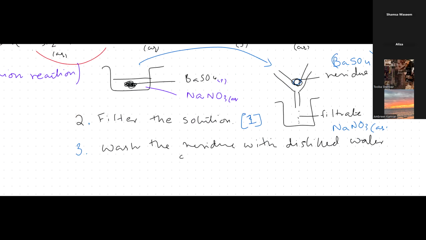Now it's going to be moist, so what you have to do is dry it. And how are you going to dry it? Between the filter paper. Dry between the filter paper. Now I'll show you the video.